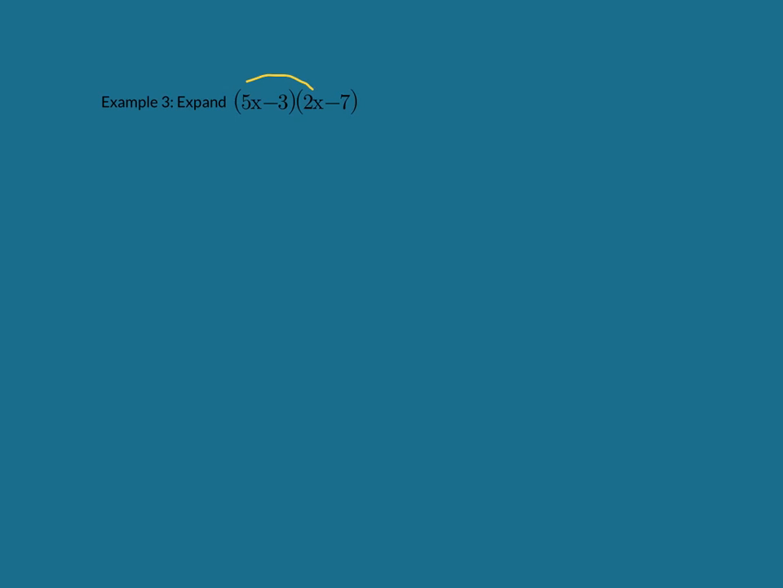5x times 2x will give us 10x squared. 5x times negative 7 will give us negative 35x. Negative 3 times 2x will give us negative 6x. And negative 3 times negative 7 will give us positive 21.